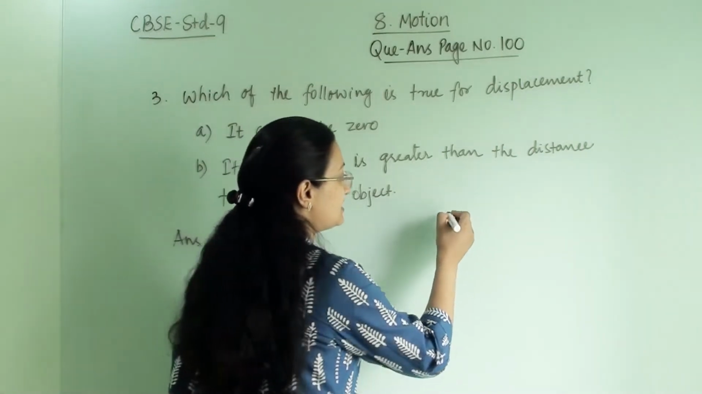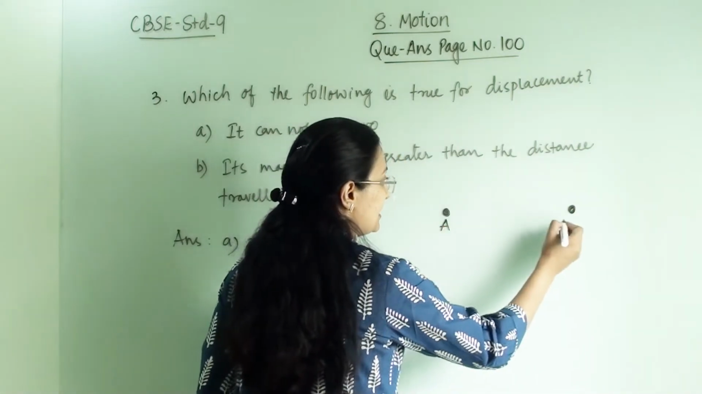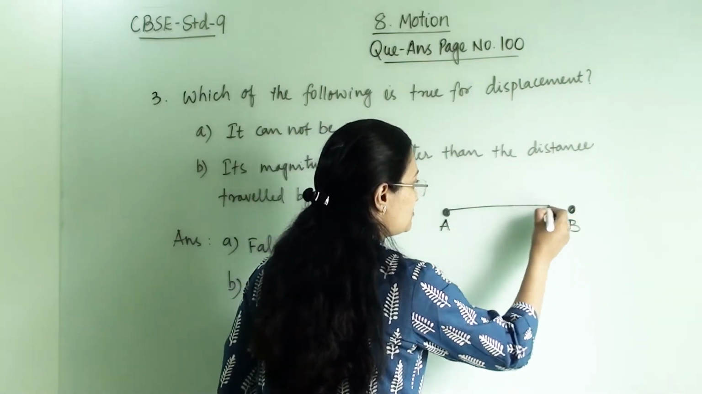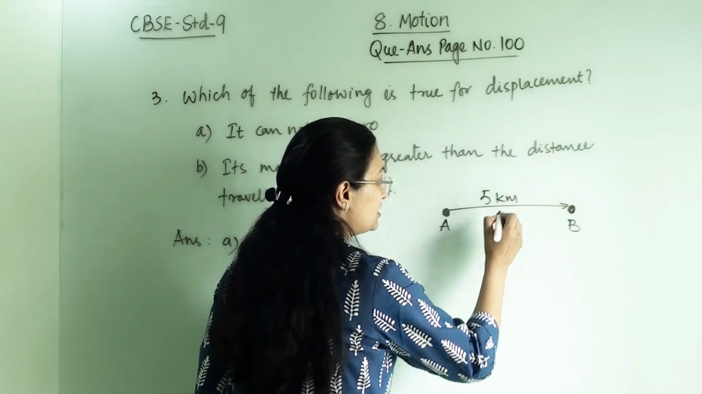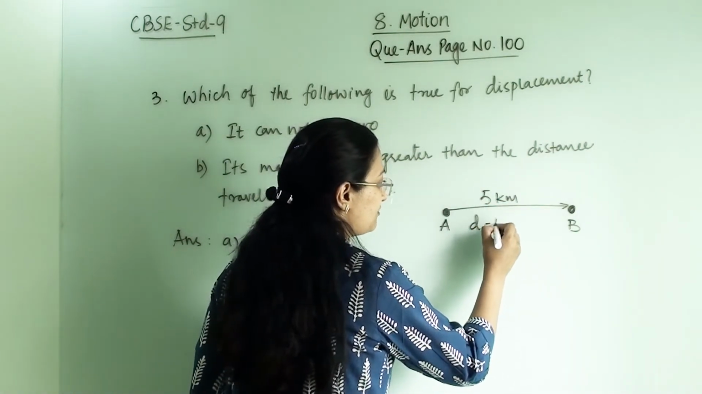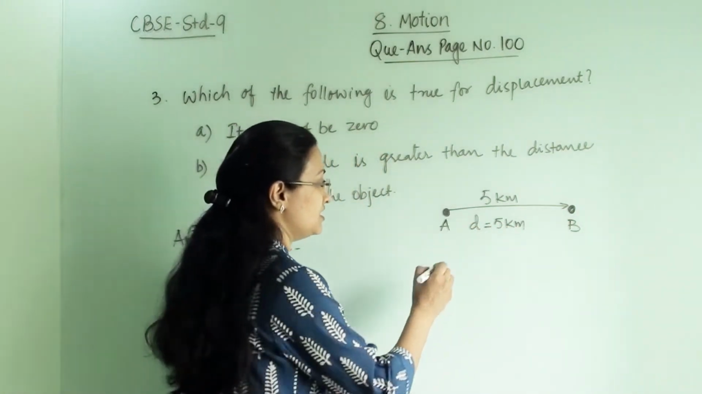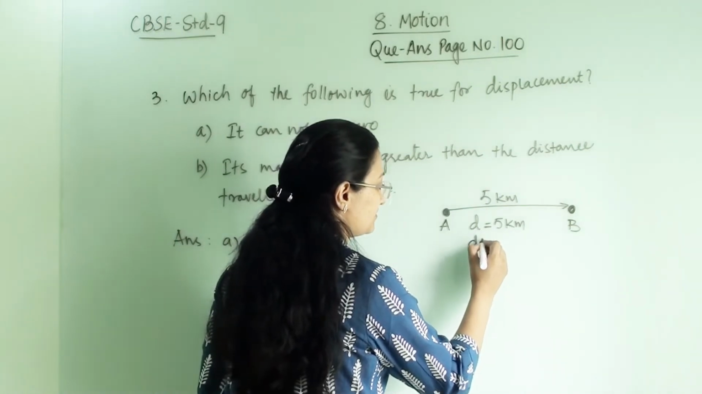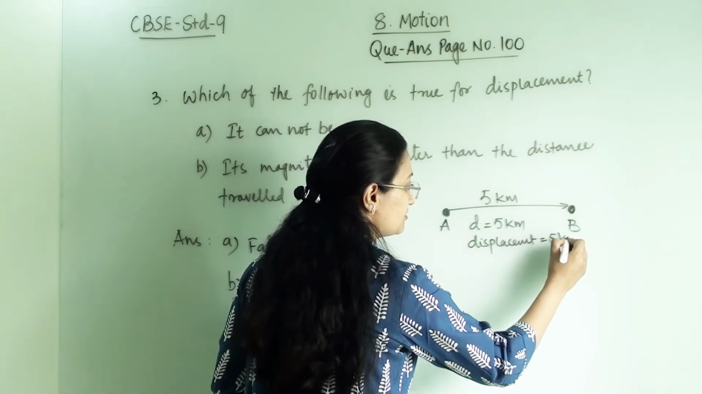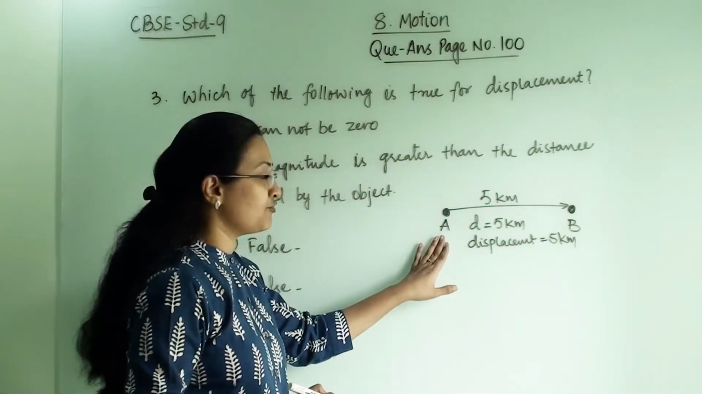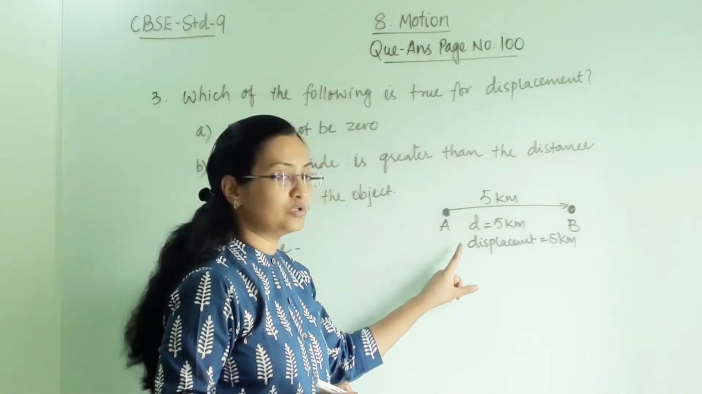Let us understand this with three different situations. Here my point is A and here the point is B. The object has travelled till here. So this is 5 kilometers. So here the distance is 5 kilometers. How much is the object travelling? 5 kilometers. Now what is the displacement? Here the displacement is also 5 kilometers. How much has the body moved from the initial position? It is also 5 kilometers. So in this situation both are the same.